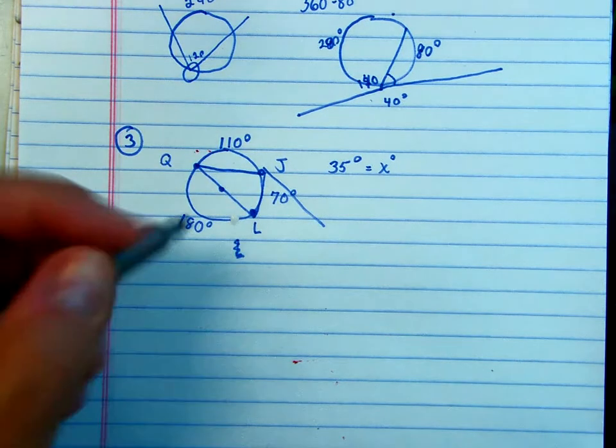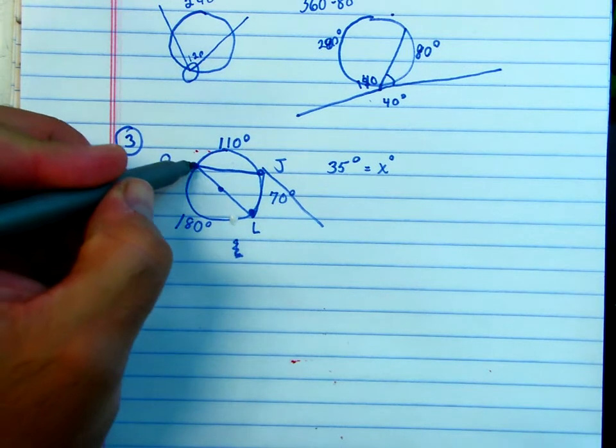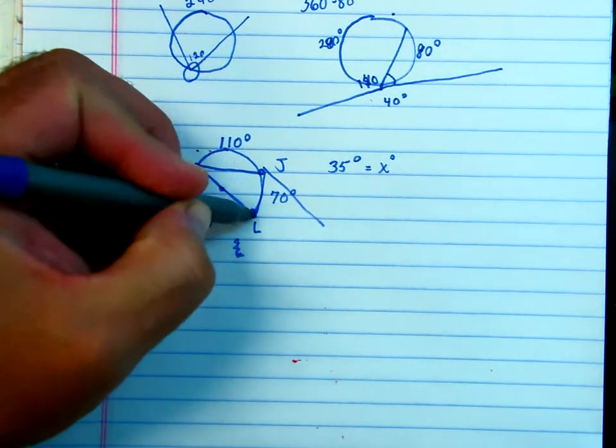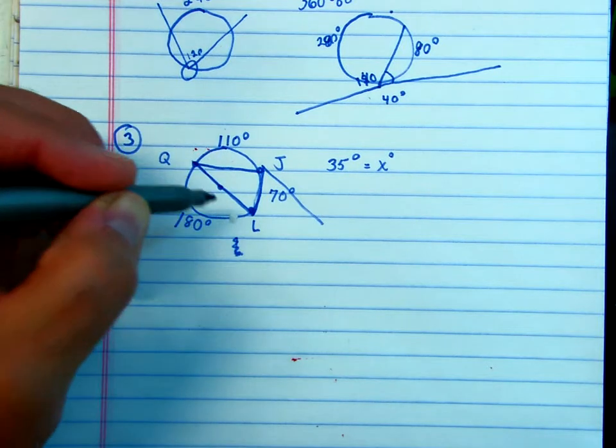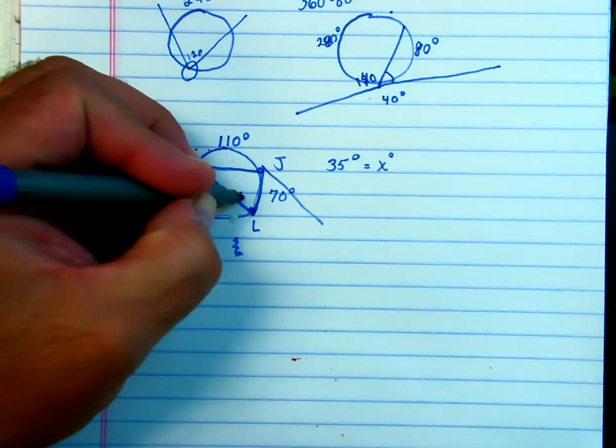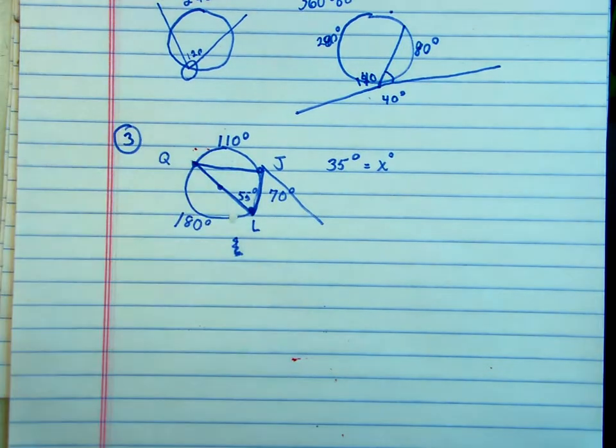And last but not least would be angle Y. And angle Y I draw is right here. And it swallows up arc 110. Divide it in half, and I get 55 degrees.